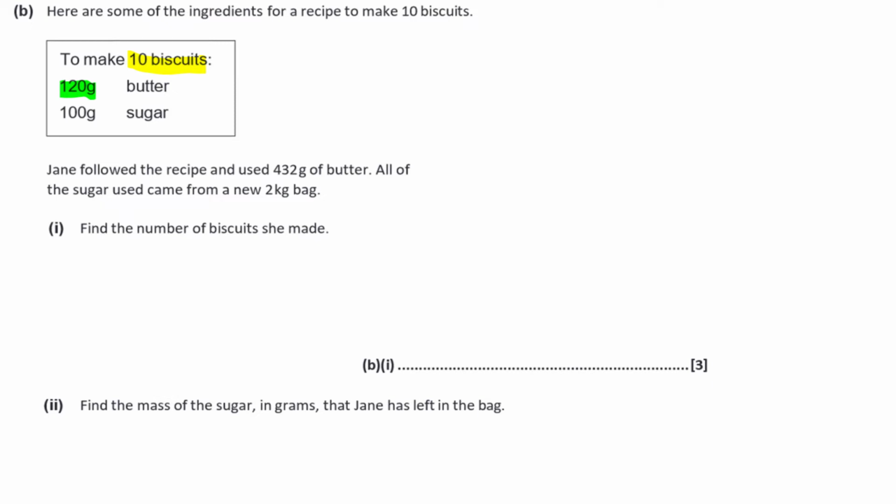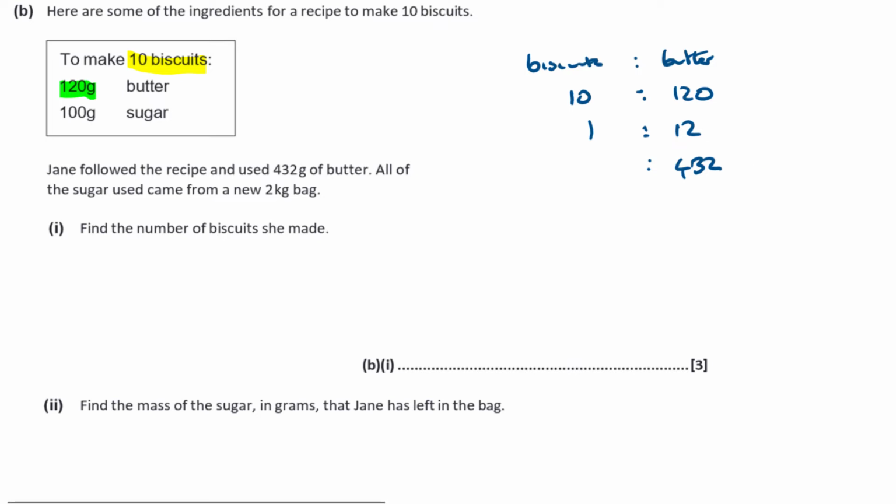So if I did a ratio of biscuits to butter, the ratio would be 10 biscuits requires 120 grams of butter, wouldn't it? So then one biscuit is going to be a tenth of that. It's going to be 12 grams. Okay, so if the amount of butter is 432 grams, how many times does that go into that? I'm just going to work it out.